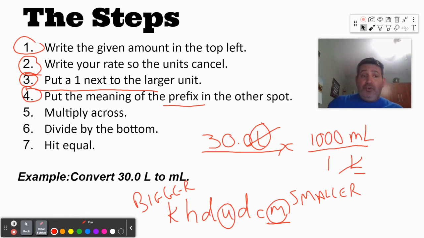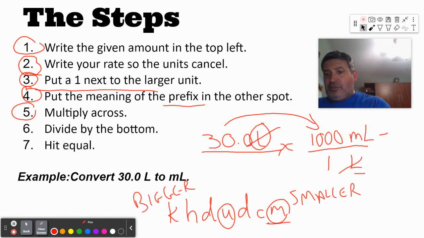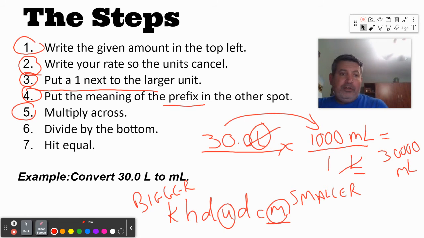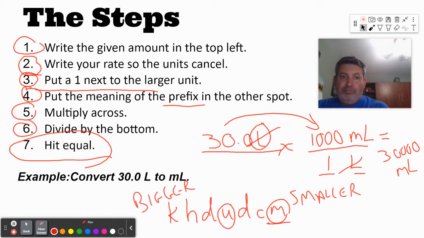Okay. So then I multiply across. It's 30 times 1,000. Most of you guys can do that in your head. It's 30,000. And you end up with milliliters. Okay. Divide by the bottom. I'm not going to do that because in this case it's a 1. So I just forget that. And then when I hit equal, I should get 30,000 milliliters.